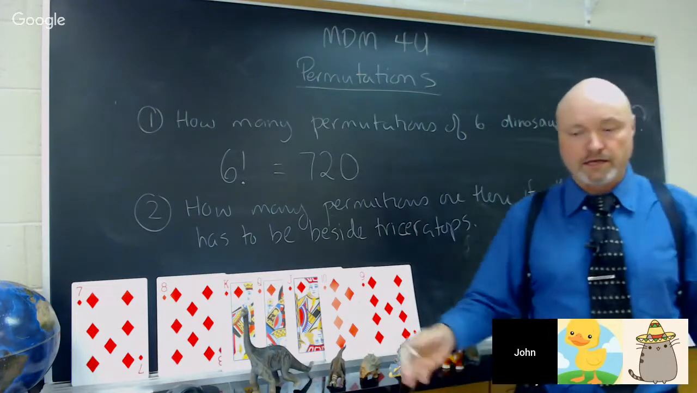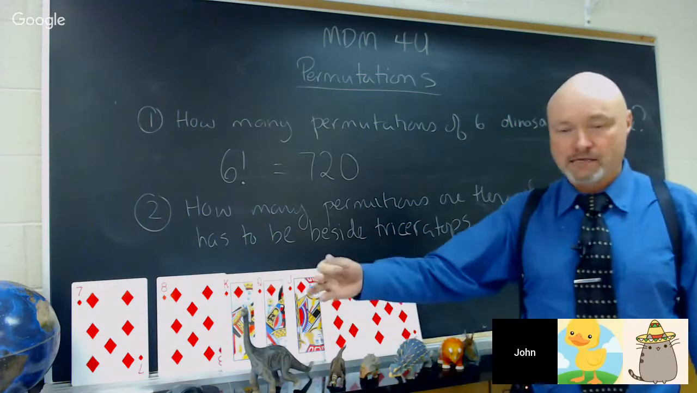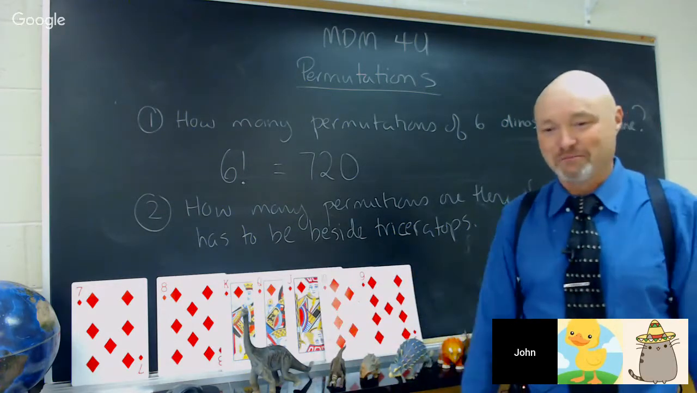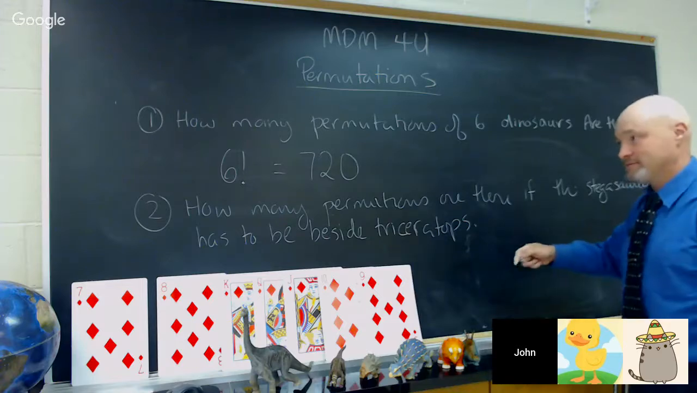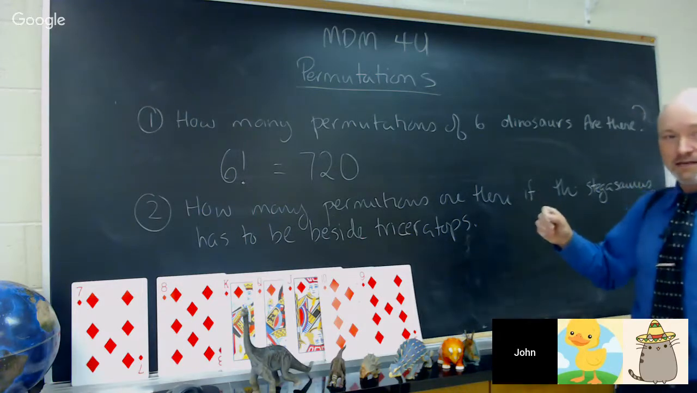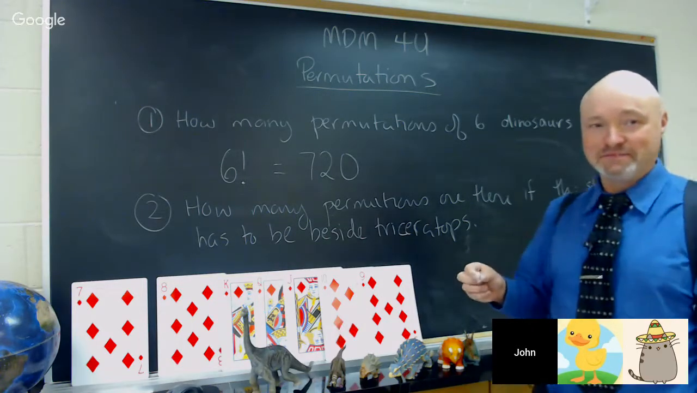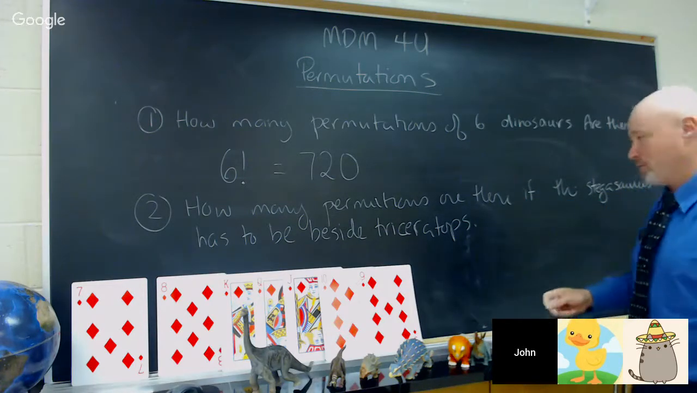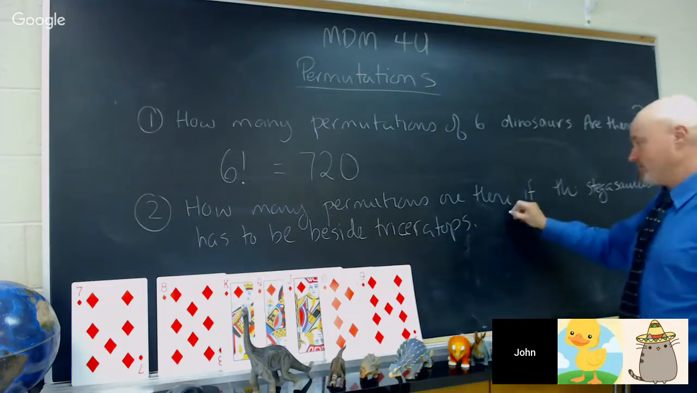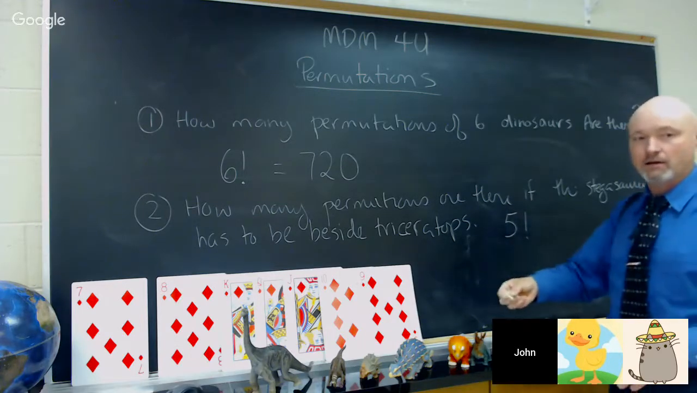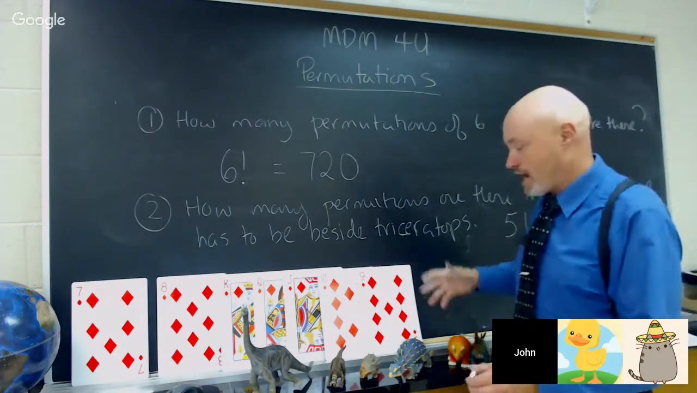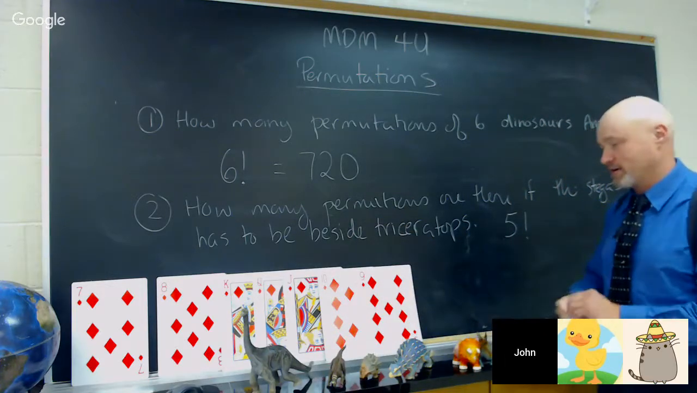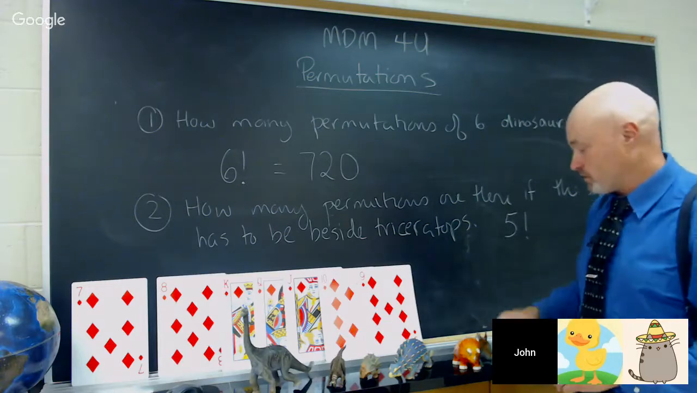So out there on the internet, can anybody tell me how many arrangements there are, or how you would calculate that? 6 dinosaurs. 2 of them have to be together, so I'm sensing 5 factorial. Yeah, this is like arranging 5 objects instead of 6, because 2 of them are taped together, except for one thing.